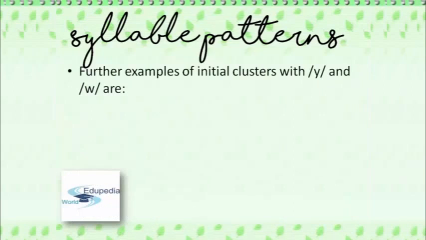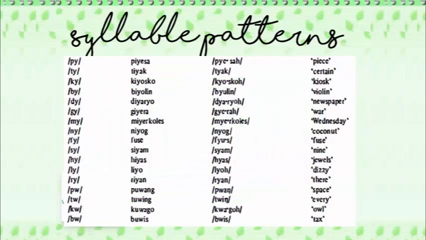Furthermore, examples of initial clusters with Y and W, we have here pieza, piece, tiyak, certain, kiosco, kiosk, violin, violin, diario, newspaper, guerra, war, miércoles, Wednesday, niyog, coconut, hiyas, jewels, puwang, space, buwis, tax.